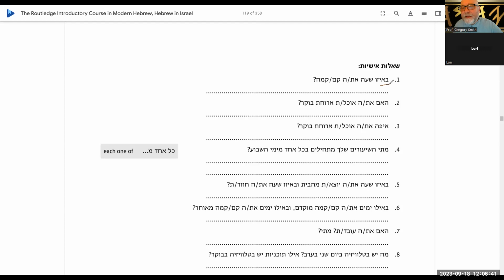Okay, so we have Ba'ezo Sha'ah, and I would use Ata for me, because that's you, masculine. So basically I would use Kam instead of Kama, because it's saying, at what hour do you arise? Ba'ezo Sha'ah Ata Kam. Yeah, what time do you get up? באיזו שעה אתה קם?